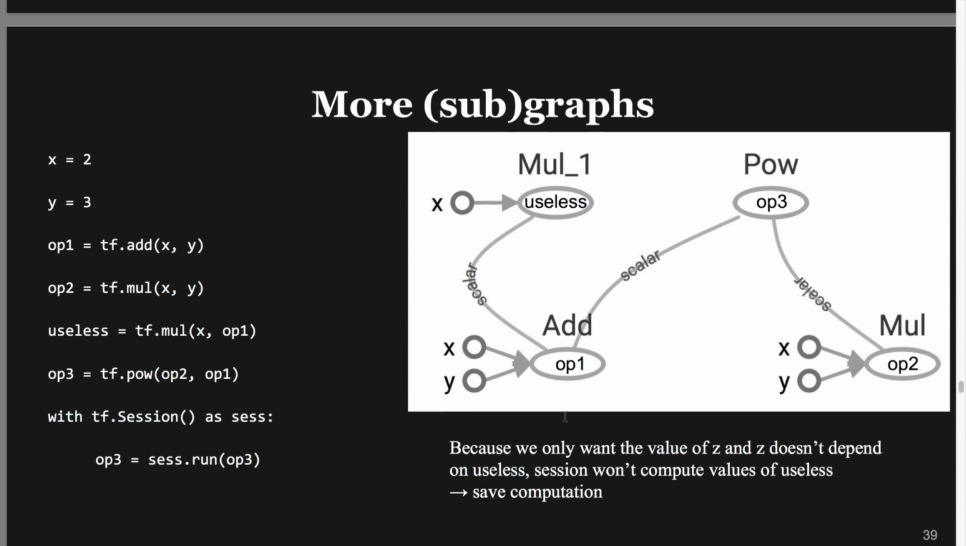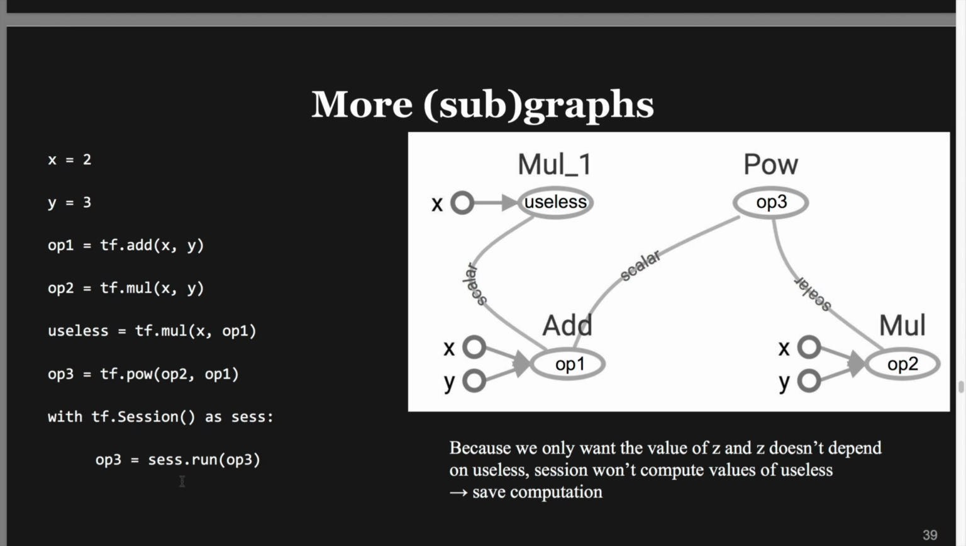Another interesting thing is that the graph can be very complex and have multiple nodes, but the power of this lazy evaluation comes from the fact that not everything needs to be calculated. So if you go through another example here, op1 is again add, op2 is mul of x, y, and there is this other node, which we are calling useless, which is op1 multiplied by x, so 2 multiplied by x plus y. And op3 is the same as we discussed in the slide above, which is tf.pow of op2, op1.